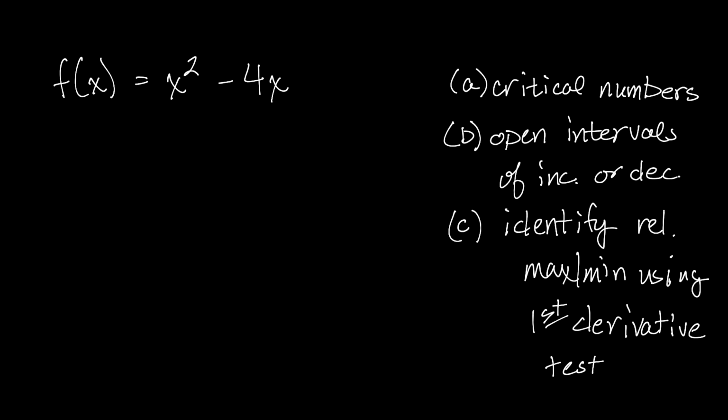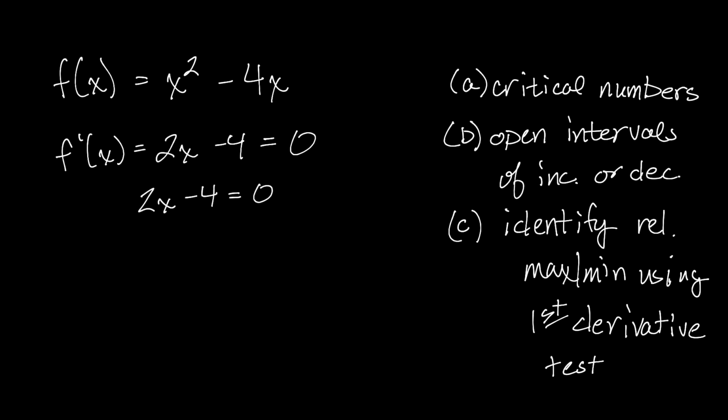To find critical values, the first thing we'll do is take the first derivative. The first derivative of f is going to be 2x minus 4. To find critical values, we set this equal to 0. So if 2x minus 4 is equal to 0, that means 2x equals 4, or x equals 2. So 2 is a critical value, not a critical point. We haven't found the y-coordinate to go with it yet, but we're not asked for that.